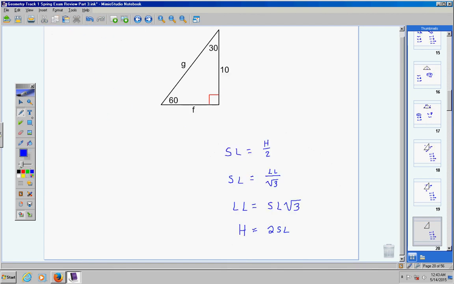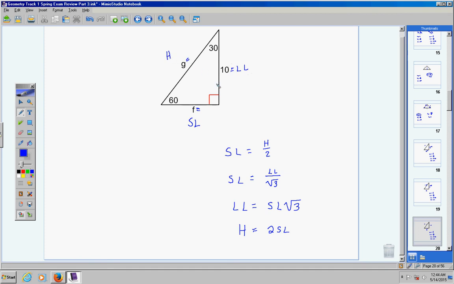Now, let's label our sides again. 30 goes straight across. This is my shorter leg. F equals, here's 60 goes straight across. This is my longer leg, which is 10, okay? 10 equals my longer leg. And then, of course, over here is my hypotenuse, alright?